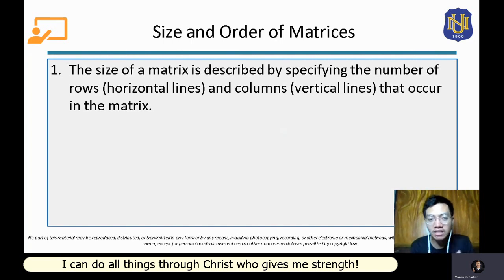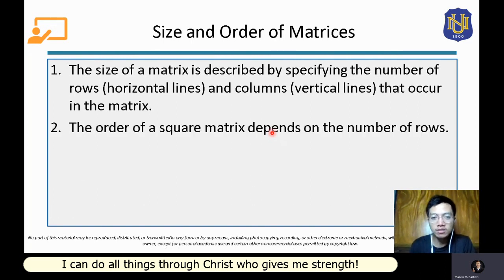As I've mentioned, when you name the size of a matrix, you have to specify first the row, and after that the column. So the size of a matrix is row by column. Let's say your matrix has 5 rows and 3 columns. Then that matrix is 5 by 3. It should be row first, row by column.